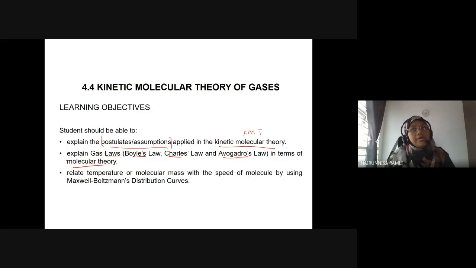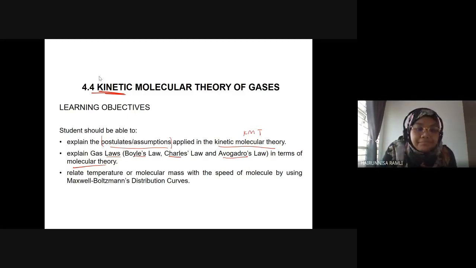Actually, you have learned this a little bit in the earlier explanation for Boyle's, Charles', and Avogadro's. Just that here we are more specific on the kinetic. Kinetic means the speed, the collision theory basically.